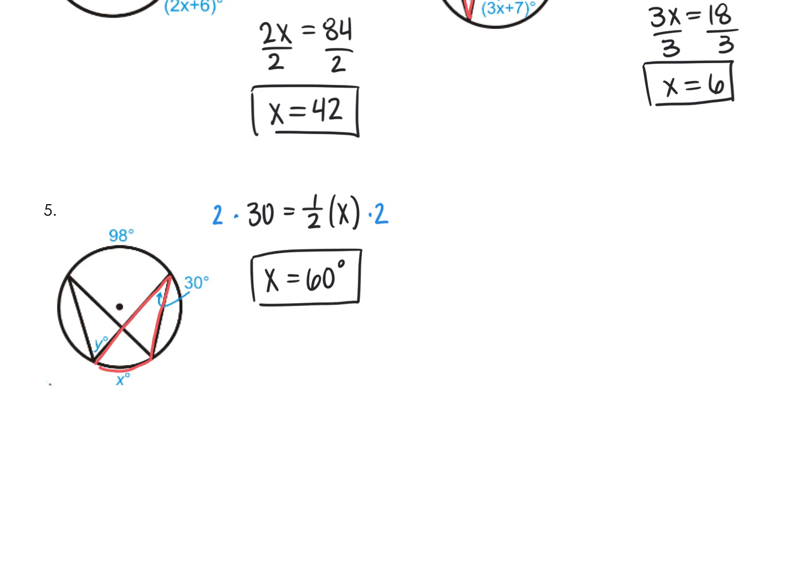For my angle y, even though they both share the same chord, they don't share the same arc. It goes with the arc that measures 98 degrees. So we know y is going to be 1/2 of the measure of its arc, which is 98. So then we do 98 divided by 2, and we get that y is 49 degrees. So even though it looked kind of scary to begin with, you treat them separately, really wasn't that bad.